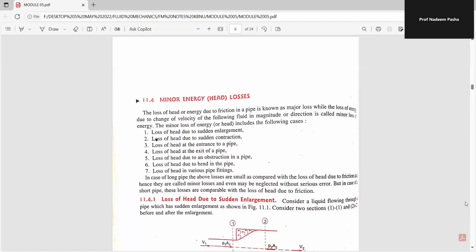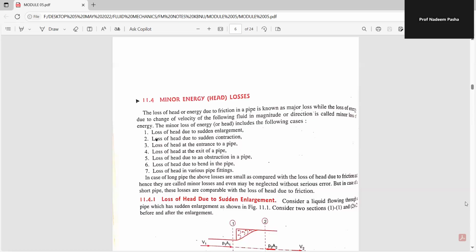First is loss of head due to sudden expansion of pipe. अचानक से अगर पाइप ओपन हो गया तो उसके वजह से जो लॉस हो रहा है उसको हम बोलेंगे loss of head due to sudden enlargement. Next is loss of head due to sudden contraction. अचानक से अगर पाइप कॉन्ट्रैक्ट हुआ उसकी वजह से जो लॉस ऑफ एनर्जी हुई उसको हम बोलेंगे loss of head due to contraction. Next, loss of head at the entrance of the pipe. अगर एंट्रेंस ऑफ द पाइप पे कुछ प्रॉब्लम है उसकी वजह से जो एनर्जी लॉस हो रही है उसको हम करेंगे loss of head at the entrance of the pipe.